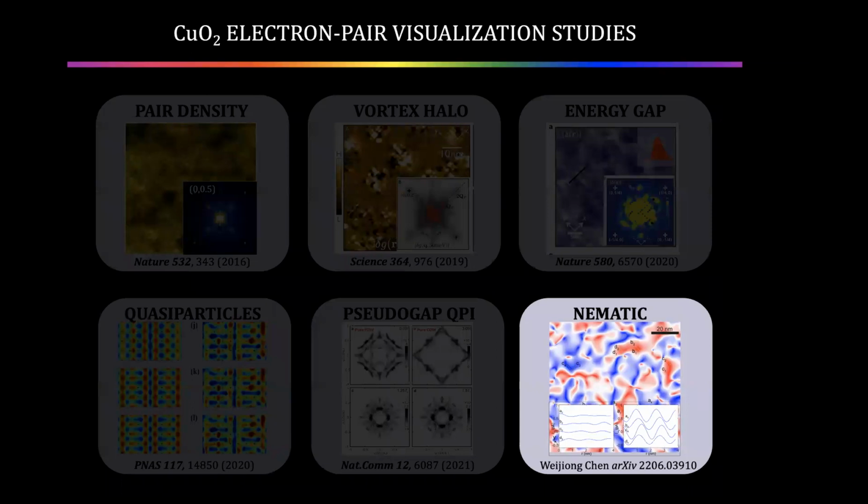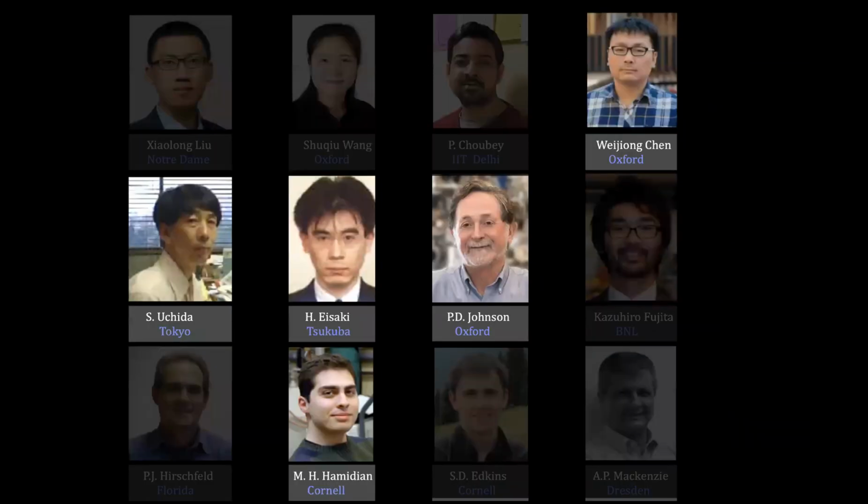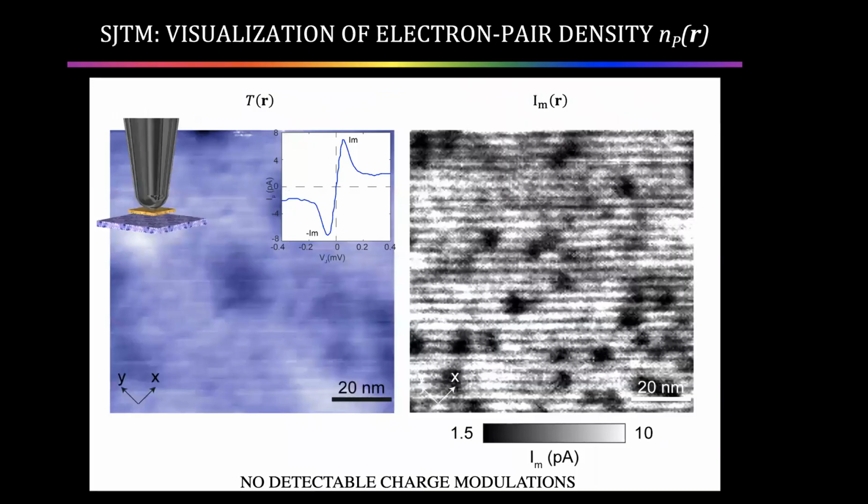Okay. Last but not least, this appeared on the archive, I believe, this morning. This project is led by Weijing Chen at Oxford. Back to Josephson and company. So take one of these Josephson tips. Here is the pair spectrum. Here's the maximum in the pair current. Here's an image of that maximum as a function of location. It goes up to a decent current actually at low junction resistance, tens of picoamps.